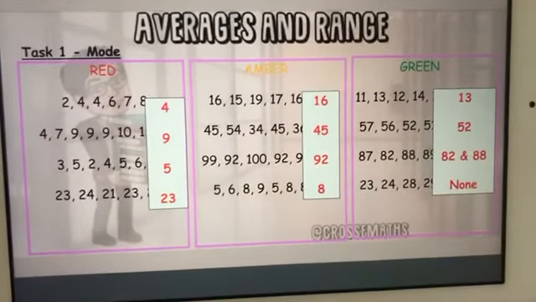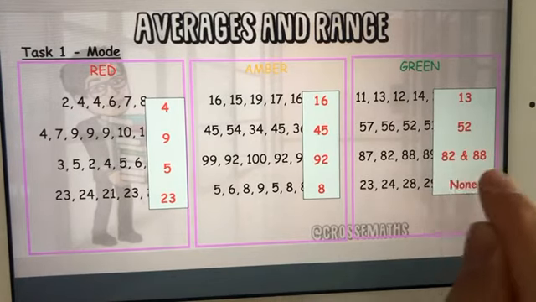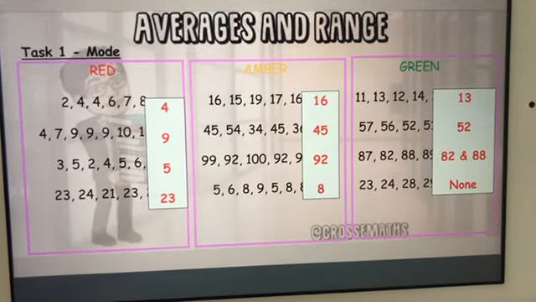Right then, so have a go at marking what you've done. Okay, be careful on the end. There's a few trick questions in green. On green number 3, 82 and 88 are the mode, because the two of them are the same amount of each. Okay, and on the bottom one, there is no mode, and you can write that.